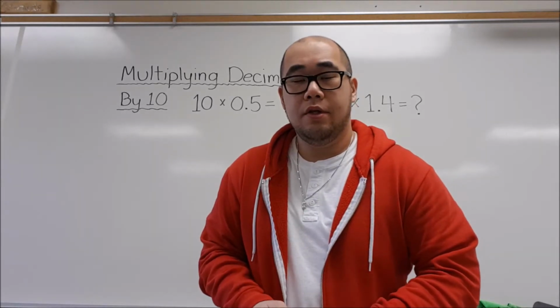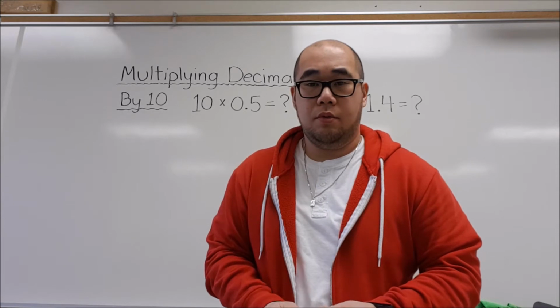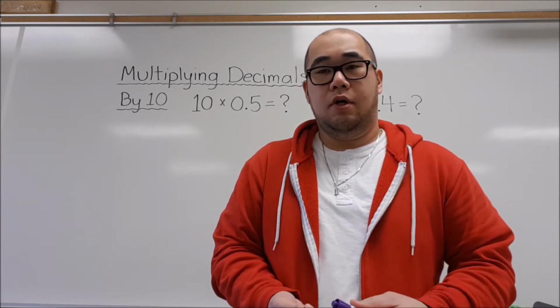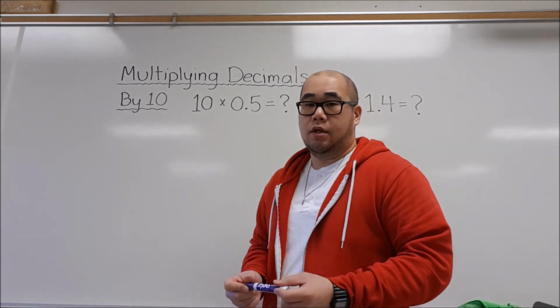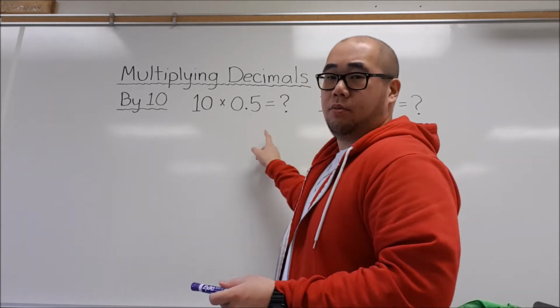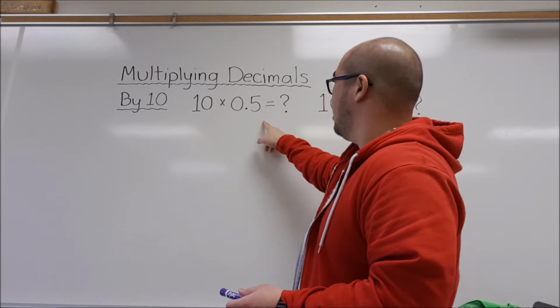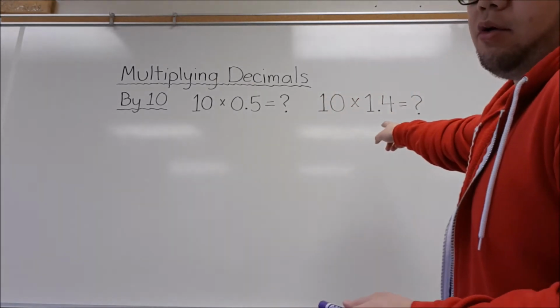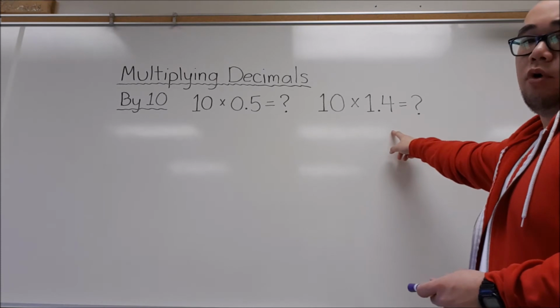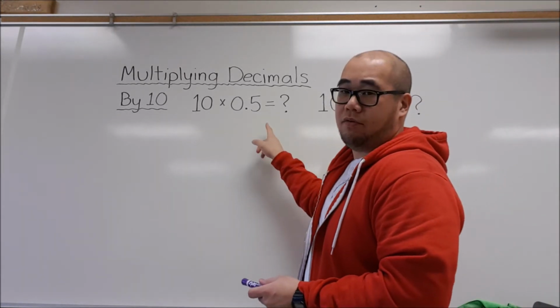Hi there. In this video, I'm going to show you different kinds of ways to multiply decimal numbers. First of all, I'm going to start off with multiplying decimal numbers by 10. So I have two examples on the board here. I have 10 times 0.5, and behind me here I also have 10 times 1.4. We're going to start off with 10 times 0.5 first.